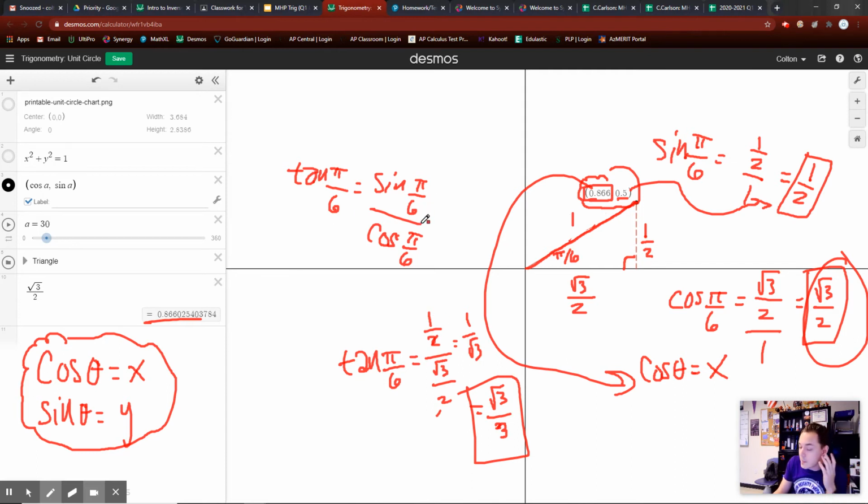What's cosine of pi over 6? Okay, great. Radical 3 all over 2. It is still sine all over cosine, which reduces down to this. Now watch. Let's erase some of this stuff here. We said tangent was y all over x. So 1/2, 0.5 all over 0.866. Ready? So let's do that. Let's do just 0.5 divided by 0.866.